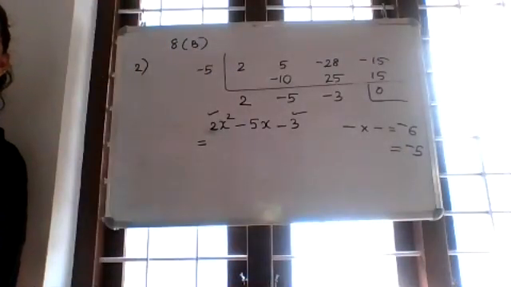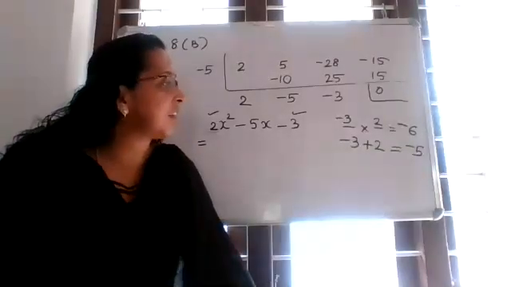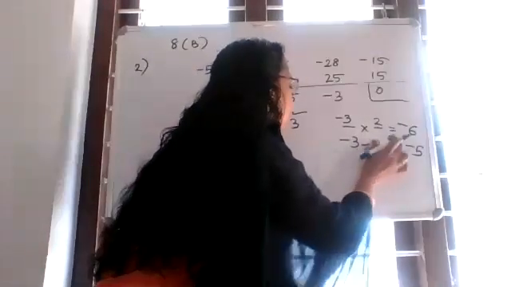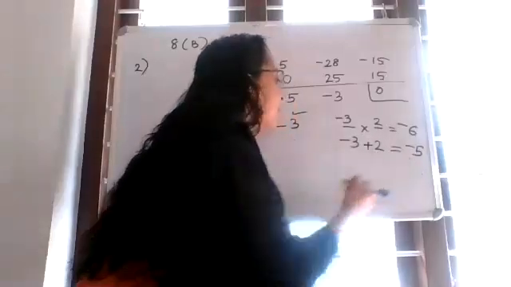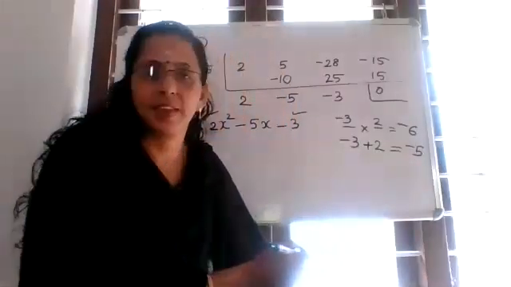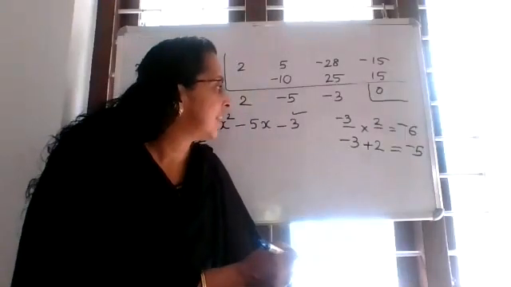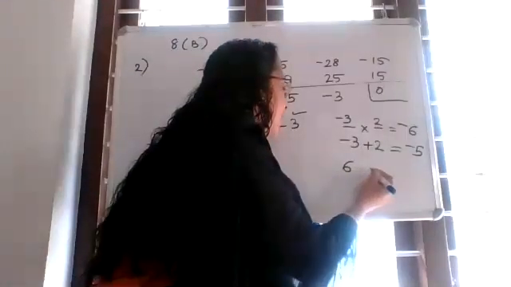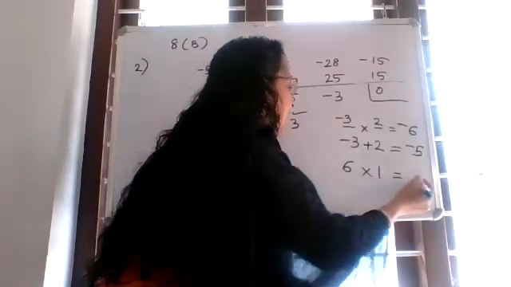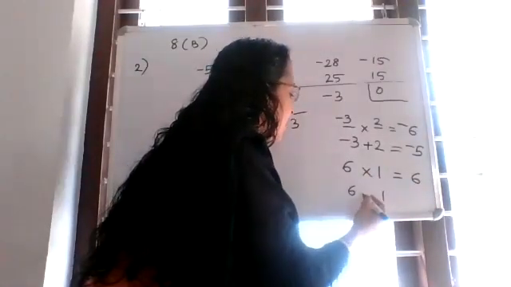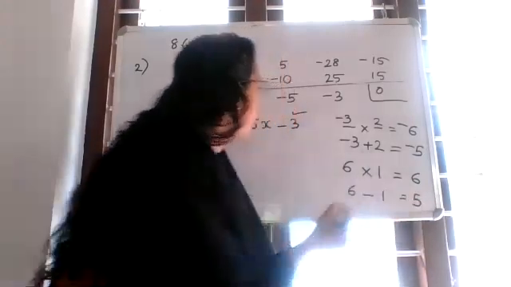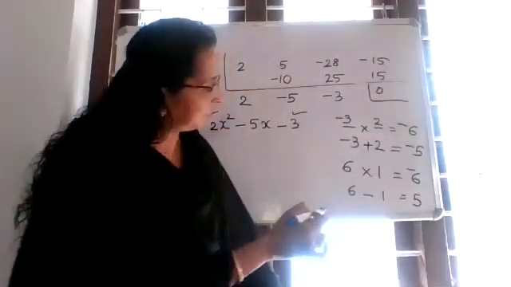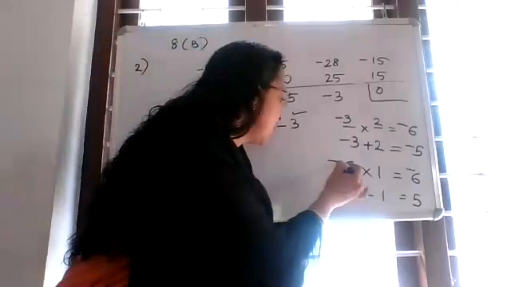So which are the two numbers? Negative 2, negative 3? If you wrote negative 3, already we wrote negative 2, what you told is negative 5, it's not possible. Then negative 3 plus 2, then is it negative 5? Ma'am, 6 and 1. 6 into 1 is equal to 6, and 6 minus 1 is equal to 5. So is it possible? Negative 6 into 1.